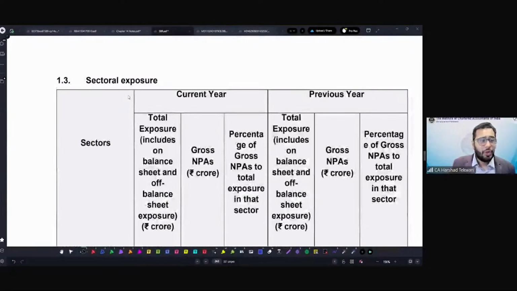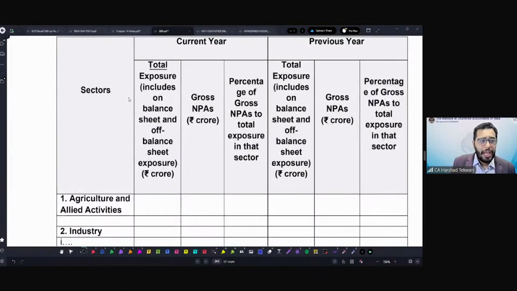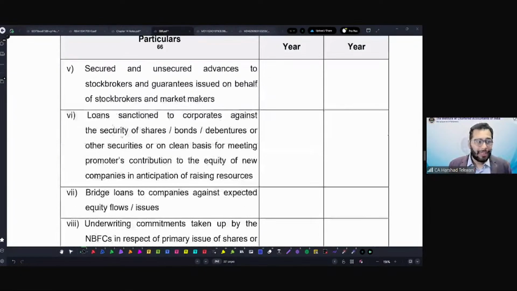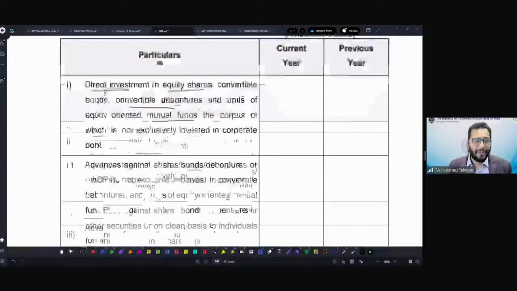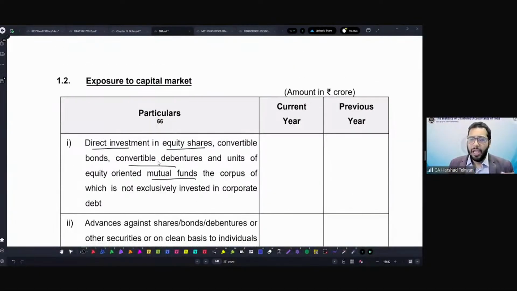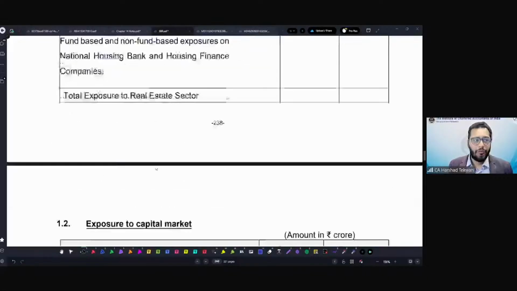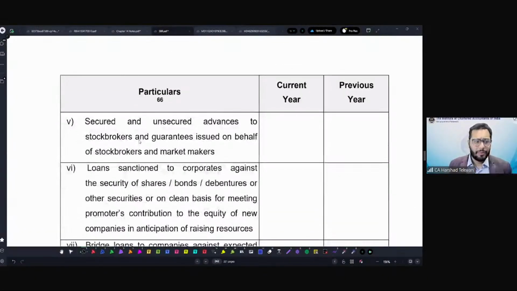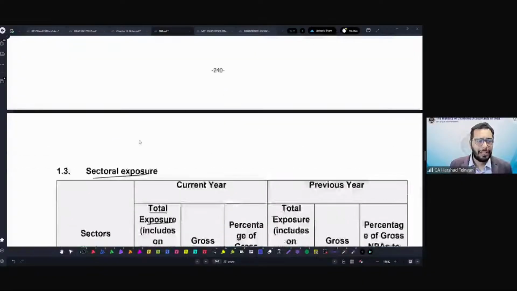Then you have a sectorial exposure requirement, sector-wise exposure, total exposure in balance sheet. When I say exposure, that is being loans and advances that are given to that particular sector. Now, this is a kind of exposure over here that we are talking about. Direct investment, advances, and everything. This is basically in general known as an exposure. If you give any loan, if you have any asset with respect to that, any advances, that is an exposure. Okay, secured, unsecured, some kind of thing.